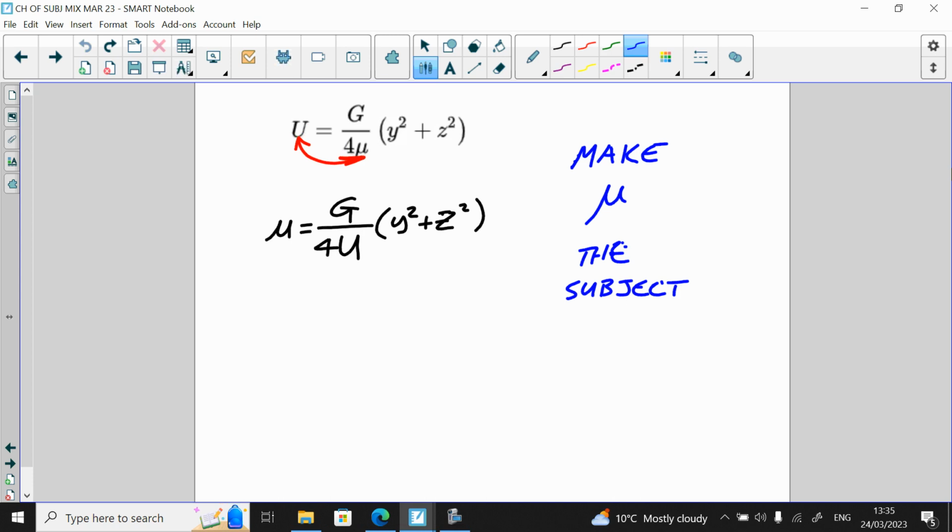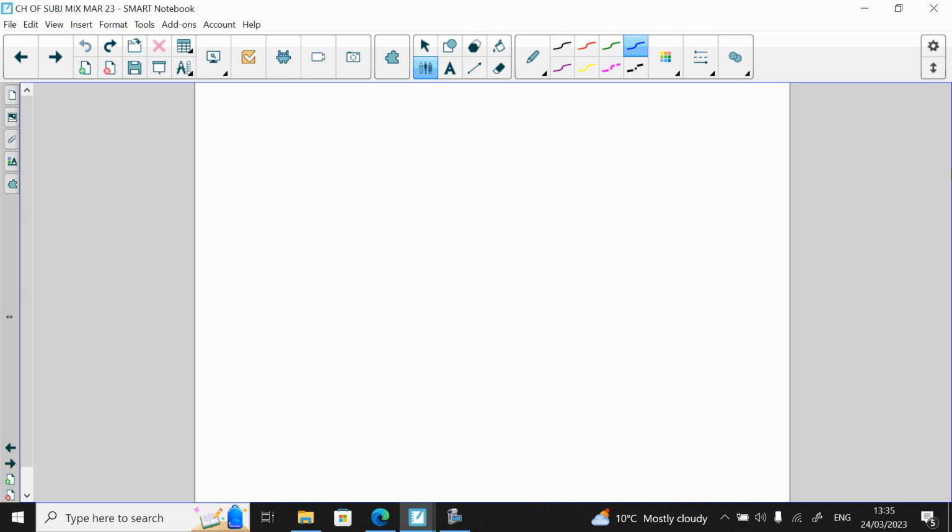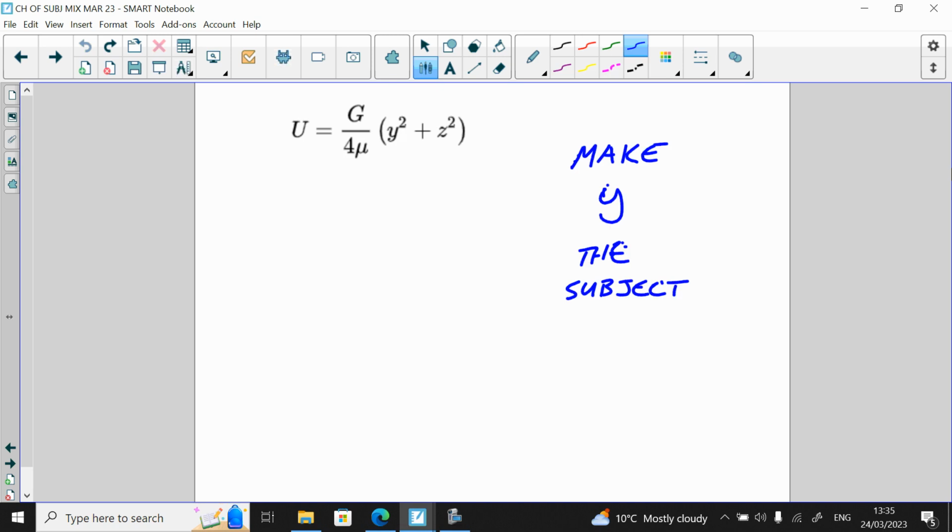Okay. Might as well stay with this one here. Since it's such a lovely formula, let's stay with it and let's make y the subject. Y is inside the bracket, so we need to deal with the bracket now. We need to break in to the bracket actually. So whatever's outside it, we need to remove that first.